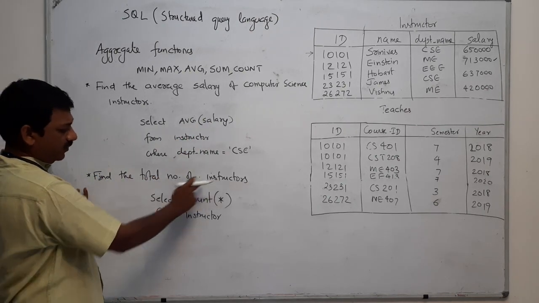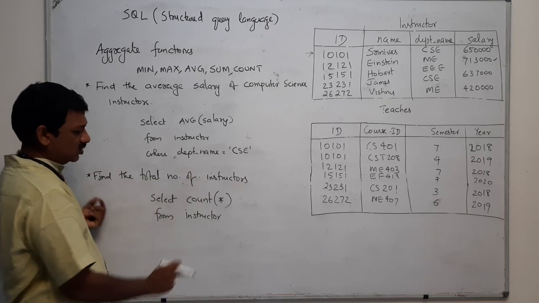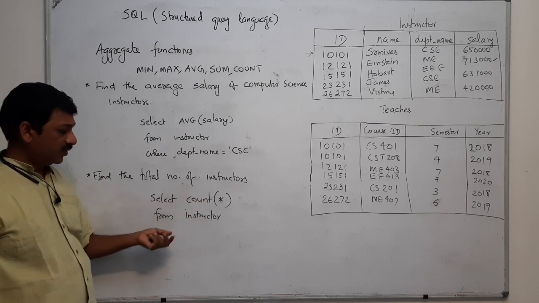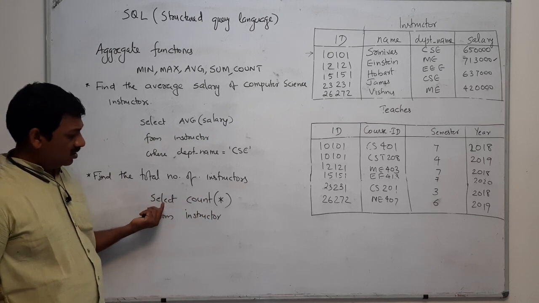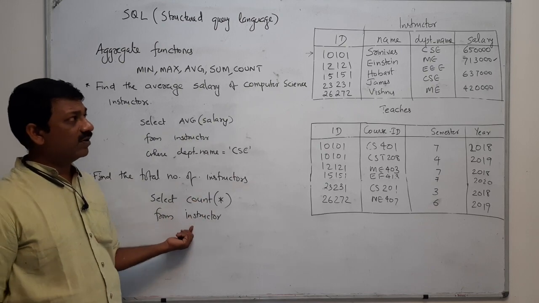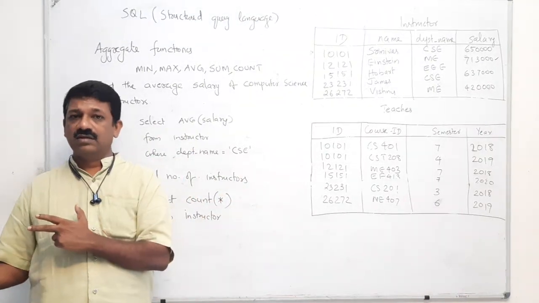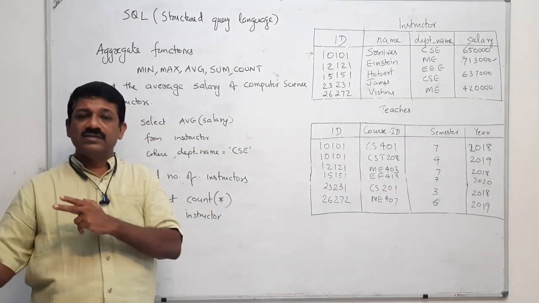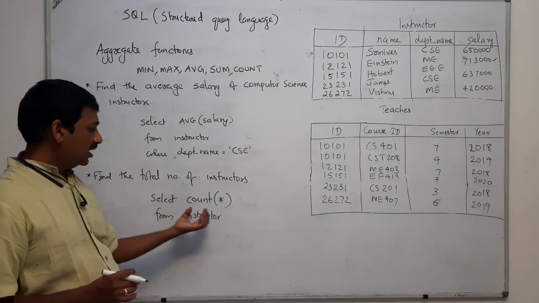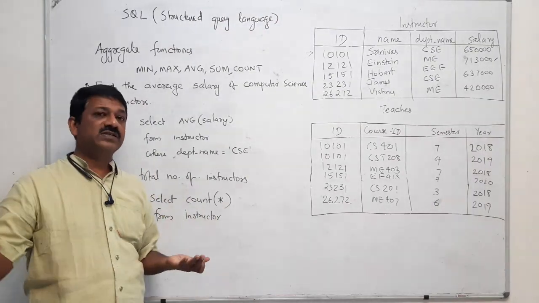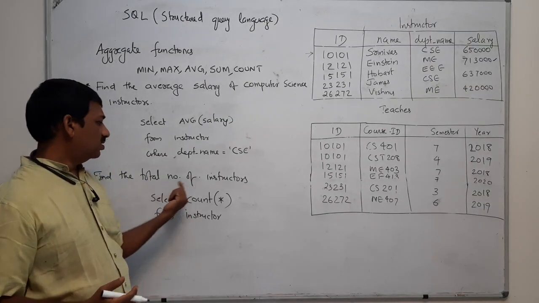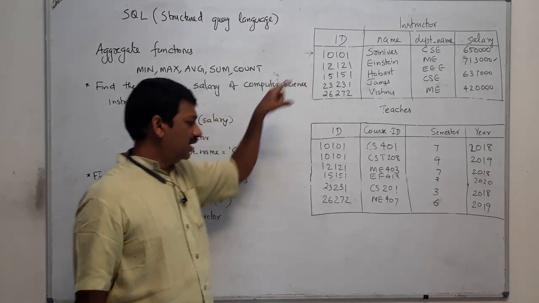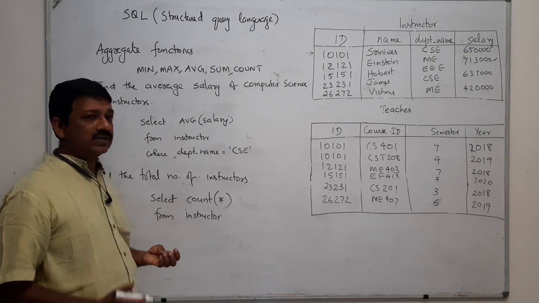Now find the total number of instructors. So select star from instructor. Without this count, if you print select star from instructor, what will happen? The instructor table as such is retrieved. So count of this means the number of tuples in that relation. The total number of instructors is the same as the number of tuples in this relation. That is why count star from instructor.